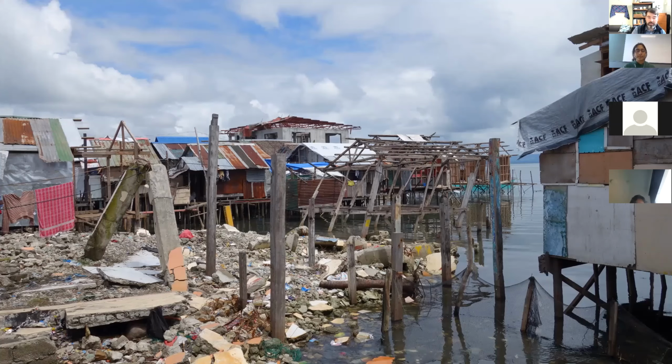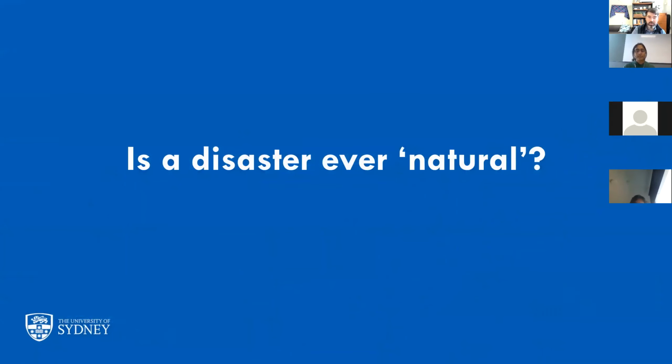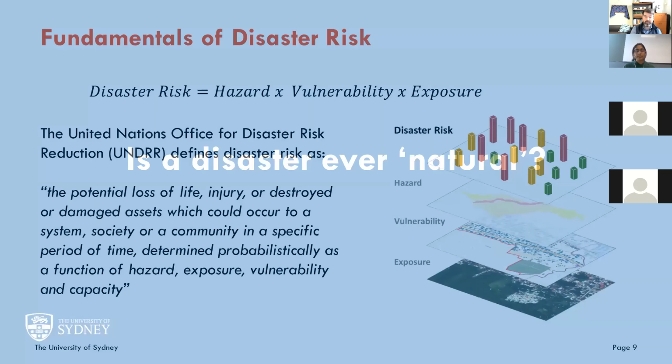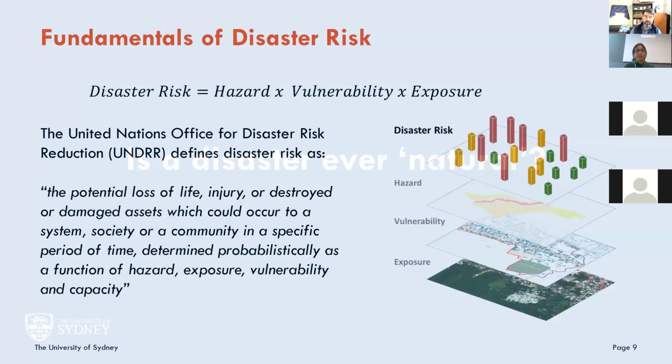But before I do that, I just want to get you thinking about this question. We often hear the term in the media, natural disasters. What I want to challenge you to think about is: is a disaster ever truly natural? Does a natural disaster ever happen? A lot of my research challenges this assumption. Rather than viewing them as events we can't prevent, we often think about disaster risk as a compilation of a few different components.